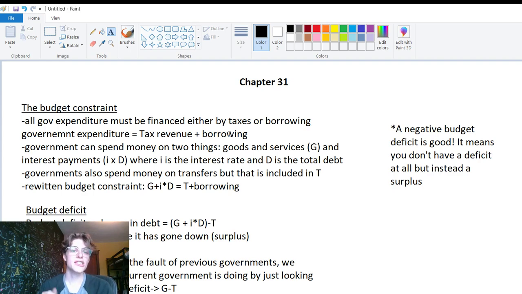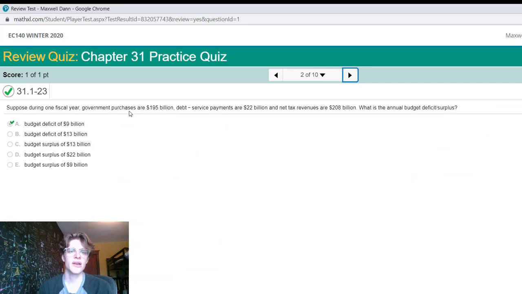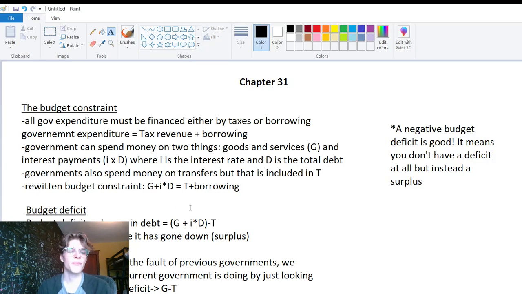And now they can spend money on two things. They can spend money on goods and services and on interest payments. So here, our government purchases, that's our goods and services, and debt service payments is also written as interest payments. And then our tax revenues are 208 billion. So our budget constraint, we can rewrite, instead of just government expenditure, we can write G plus I times D, which is how we write the interest payments or the debt service payments. And that's equal to T plus borrowing. If we rewrite that a bit more, we can see our budget deficit, or the change in debt, is equal to G plus I times D minus T, just rearranging this equation.